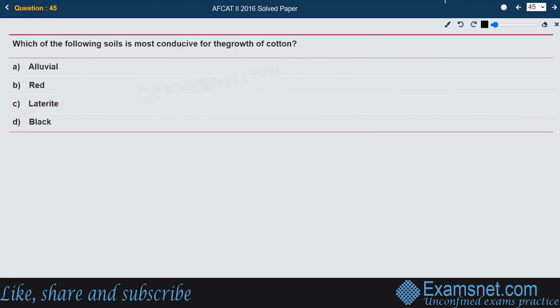Which of the following soils is most conducive for the growth of cotton? The right answer is option D, black soil. Black soil is most conducive for the growth of cotton, and it is highly argillaceous.